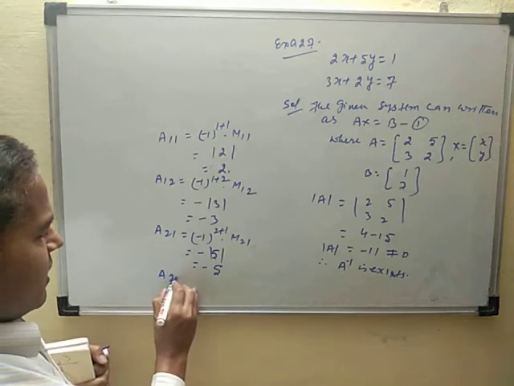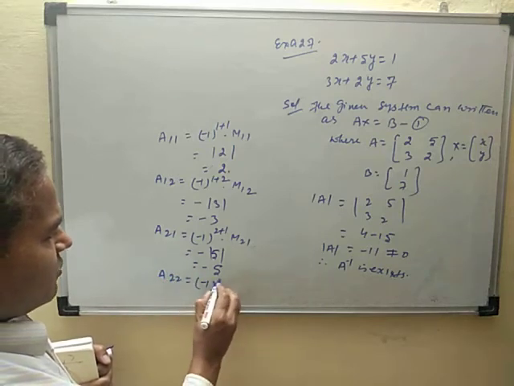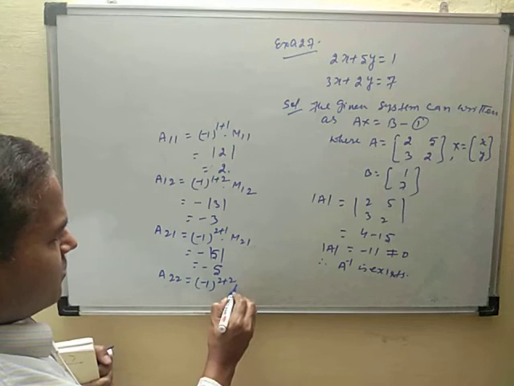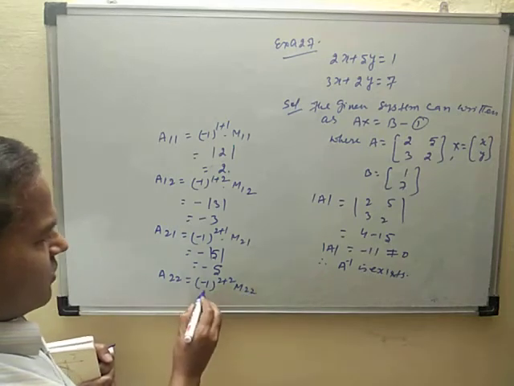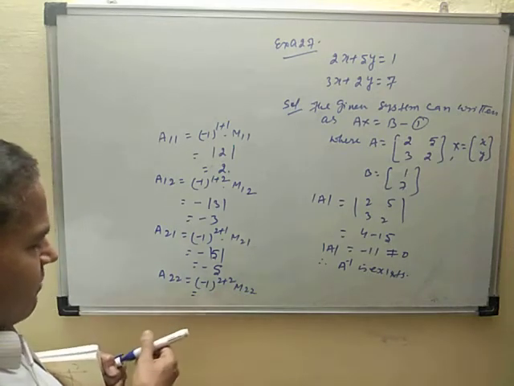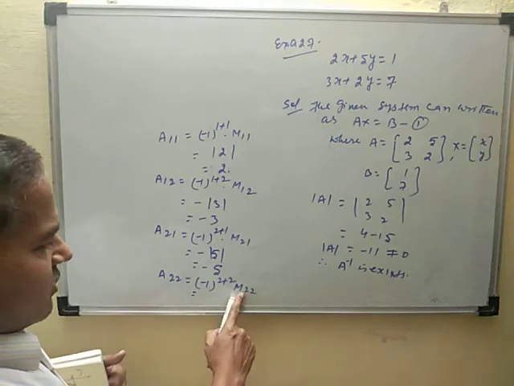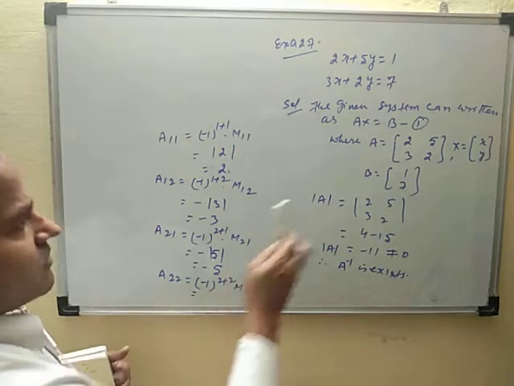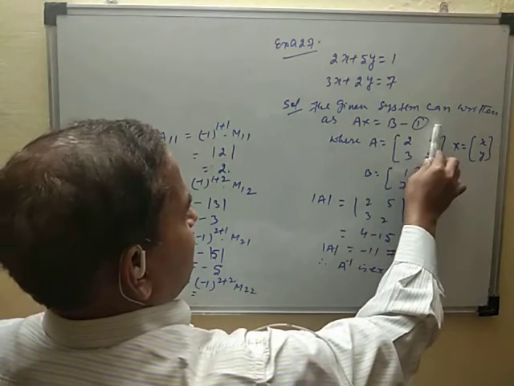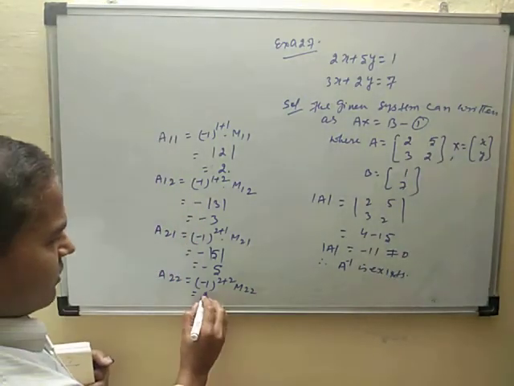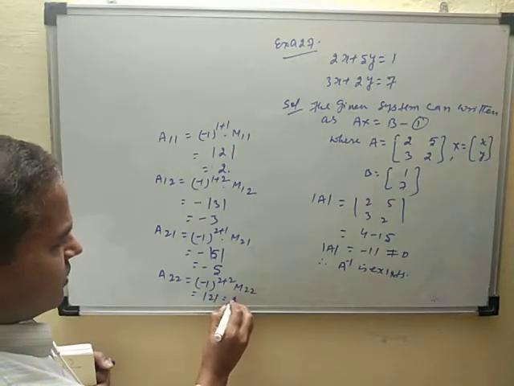Next find A22. Minus 1 to the power 2 plus 2 into M22. This becomes plus. And what is M22? That is delete second row and second column. Second row delete किए, second column delete कर दिए. That is the element, determinant of 2, is equal to 2.